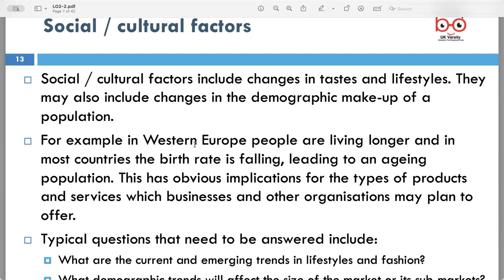These are some of the typical questions that need to be answered: what are the current and emerging trends in fashions and latest times? In what ways will the size of the market or its sub-markets be impacted by the demographic trends that are currently occurring? It is also important to consider whether the trend presents opportunities or hazards.